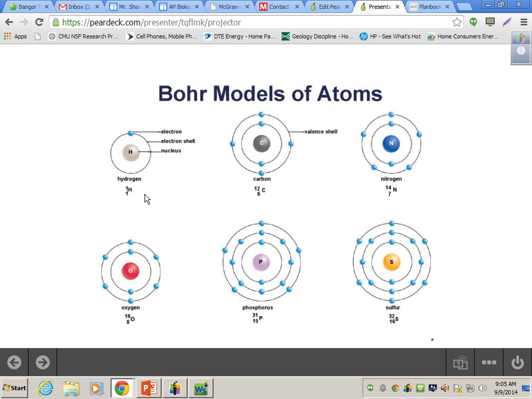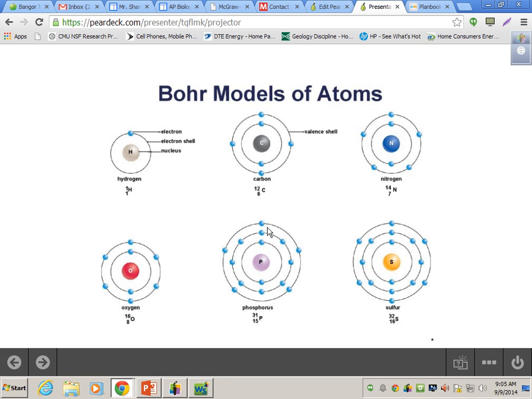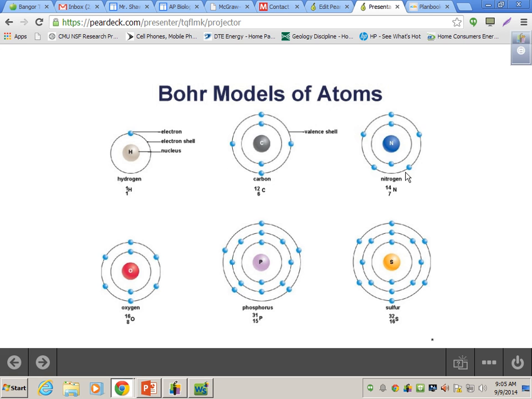So looking at Bohr models for hydrogen, how many electrons does hydrogen have? 1. Does it have a full outer shell? No. How many does it want to be full? 2, right? So it needs how many more? 1. So how many times can it bond? Once. You guys are geniuses. Carbon has how many total electrons? Careful. 6. Okay, how many valence electrons? 4. How many times can it bond? 4 times. So it has a higher bonding capacity than hydrogen, right? Do you guys understand how that works? Who can bond more, carbon or nitrogen? Carbon. How many times can nitrogen bond?